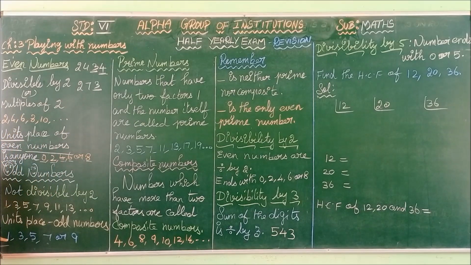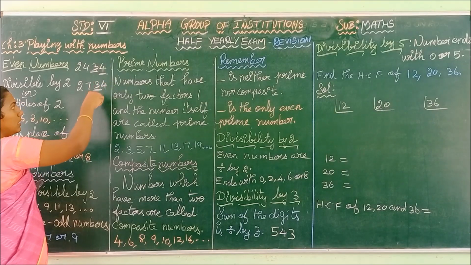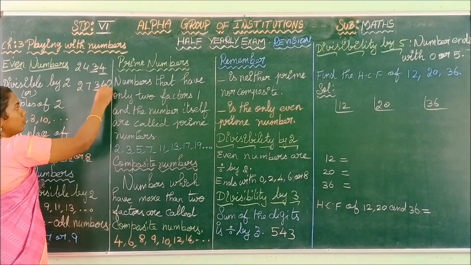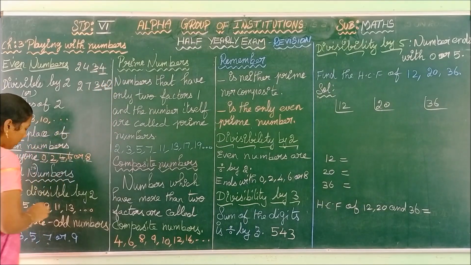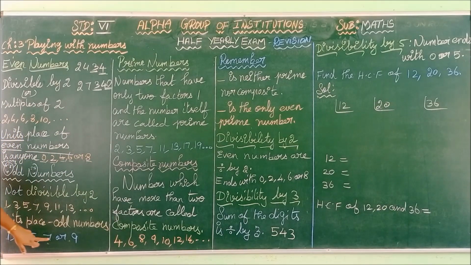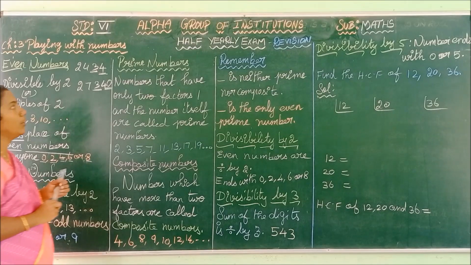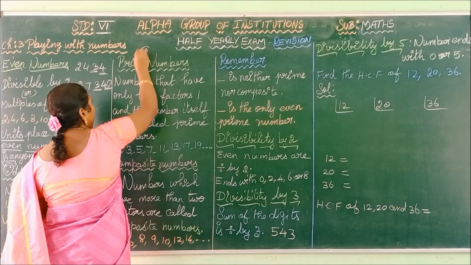Suppose a number ends with 1, 3, 5, 7, or 9, we can call it an odd number. So we can call this number an odd number. Suppose if it ends with 4 or ends with 0, it should be an even number. If it ends with 1, 3, 5, 7, or 9, it is an odd number. Okay. Next we are going to see an important concept, prime numbers.